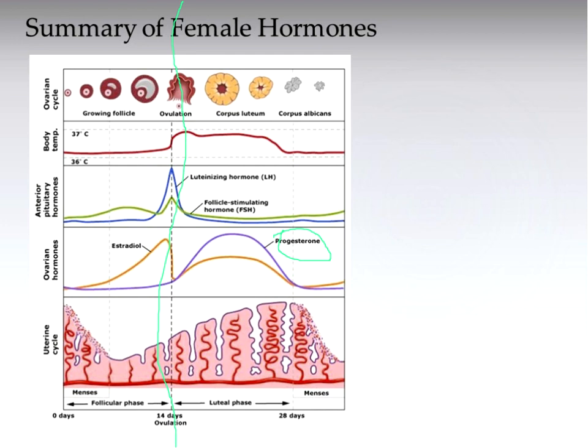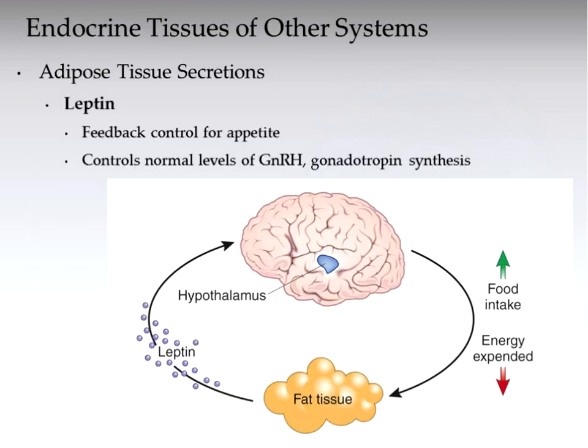After ovulation, it's all about progesterone. And so we maintain and thicken up the uterus to hold the hopefully fertilized embryo. We suppress FSH, LH, and gonadotropin releasing hormone. So that way, before we know for sure, maybe you're carrying a kid, we don't make other follicles develop.